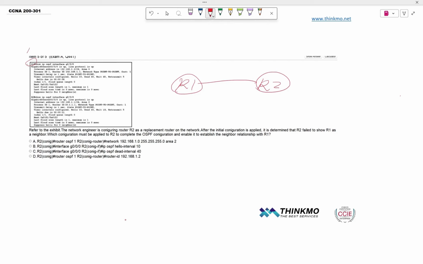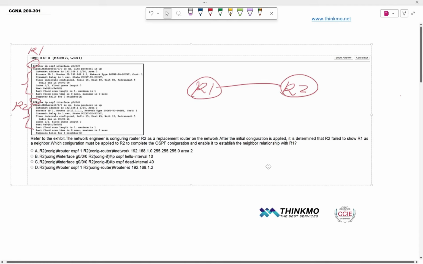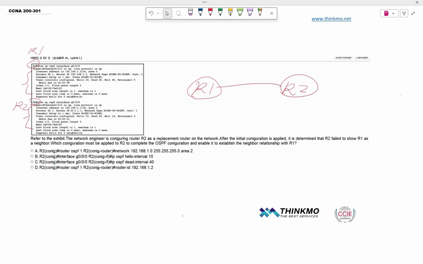Here we have the status of 2.1, and here is a label for 2.2. If this were in an exam setting, this information would be provided and written out very clearly. So where is the problem? The issue is that their dead intervals are different, that is, their default hello interval and dead interval aren't the same.